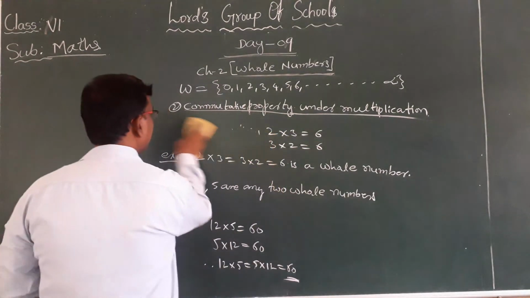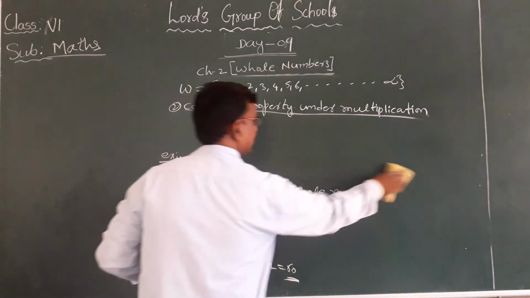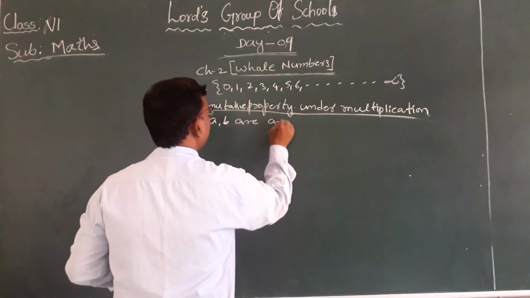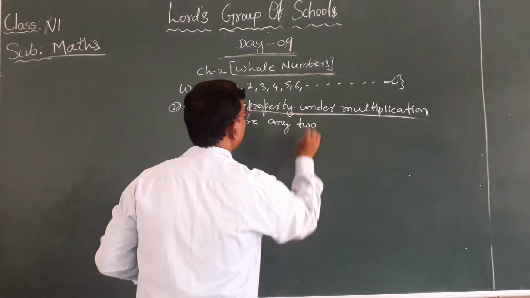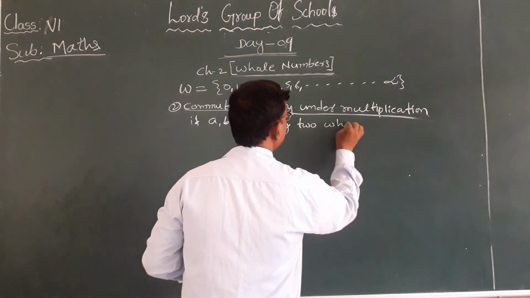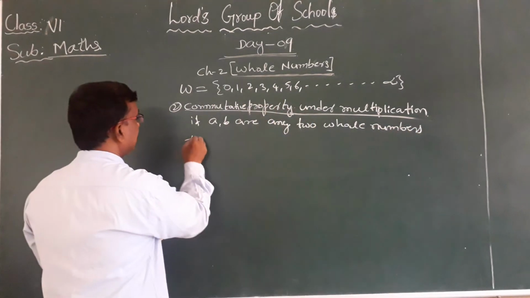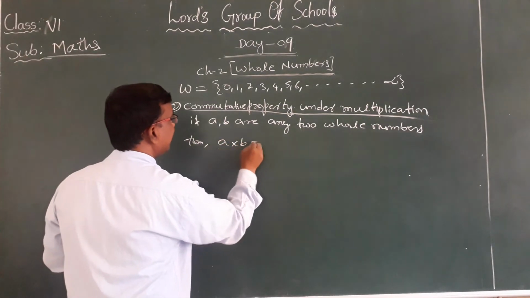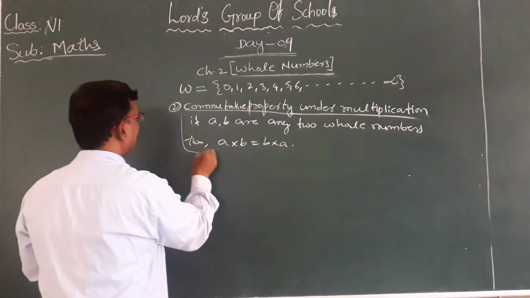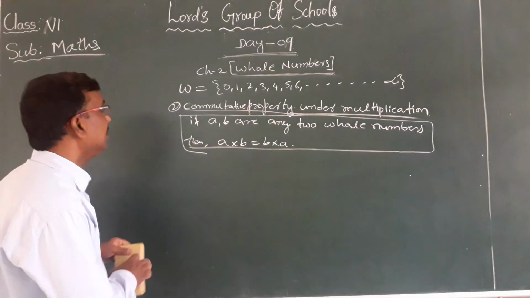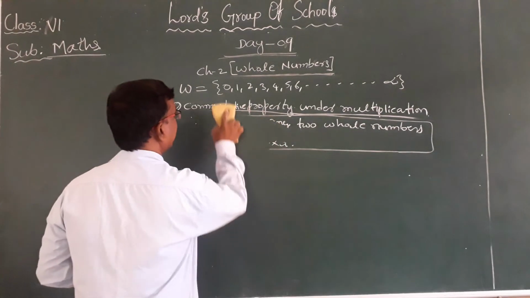If you want to generalize it, in the place of numbers we can write variables. If A, B are any two whole numbers, then A into B is equal to B into A. This is called the commutative property under multiplication. I hope you understood this. And the next one is the associative property.